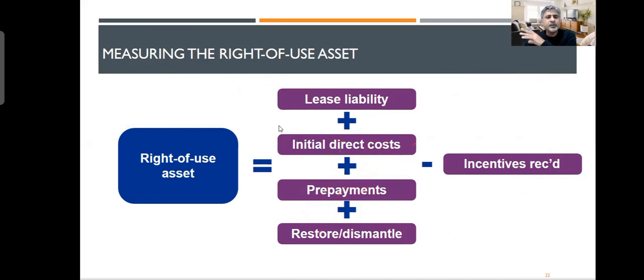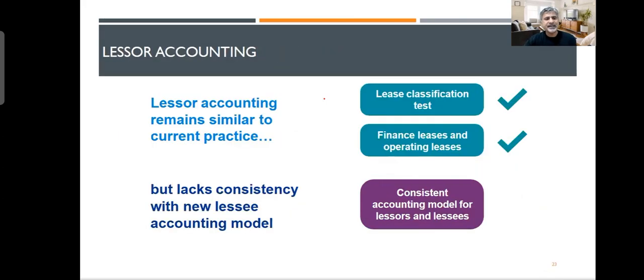Okay. Then you have the right of use asset, you know how to measure. So right of use asset measurement is the lease liability, plus any initial direct costs you pay for arranging that lease agreement. You make some prepayment, some deposits or something. You have some restoration costs, dismantling costs, all of them will be added. And if you have any reverse premium, you subtract it. In some cases, there is no reverse premium. If there is, you will subtract it. Lessor accounting remains similar to current practice.